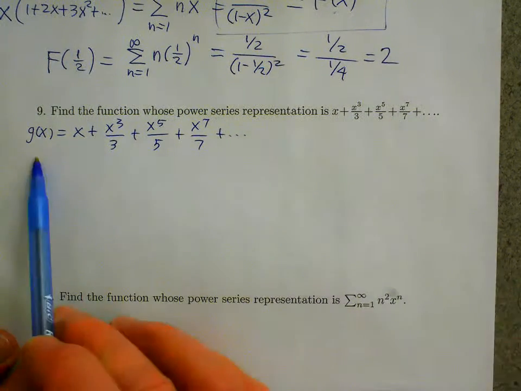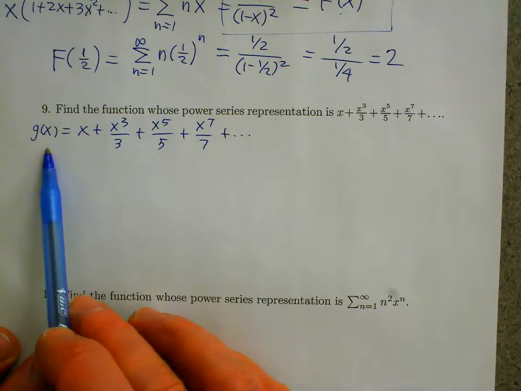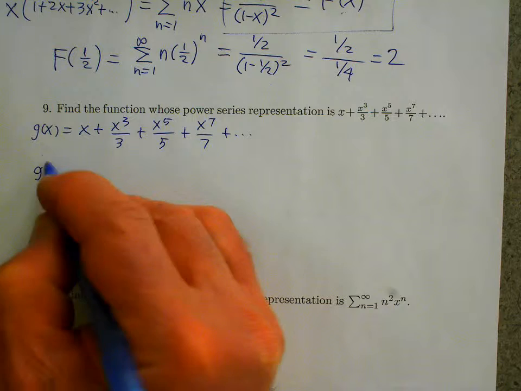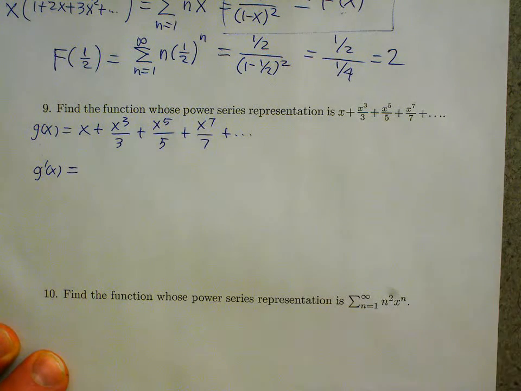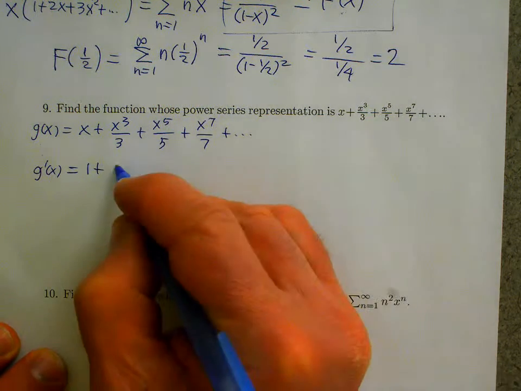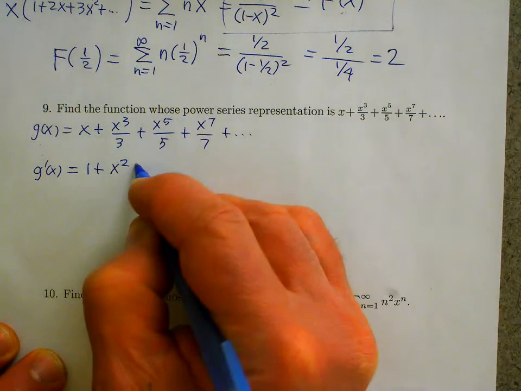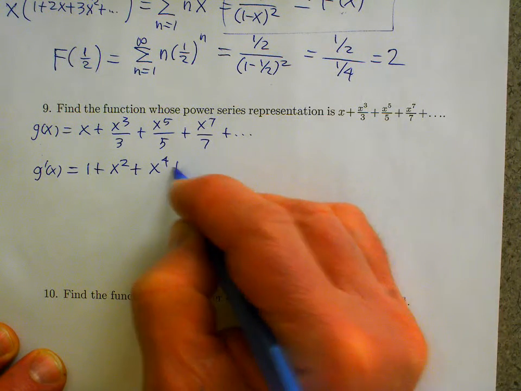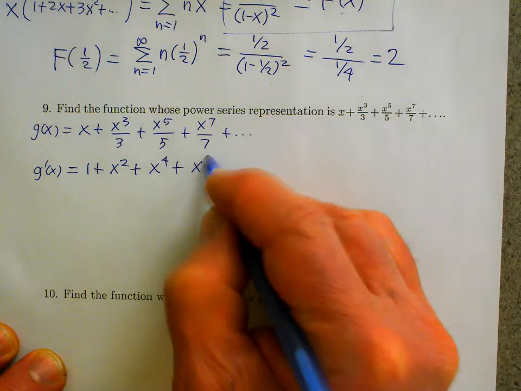So if I take the derivative of this function, I might find a series that is more familiar to me. So this is 1 plus x to the second plus x to the fourth plus x to the sixth, and so on.